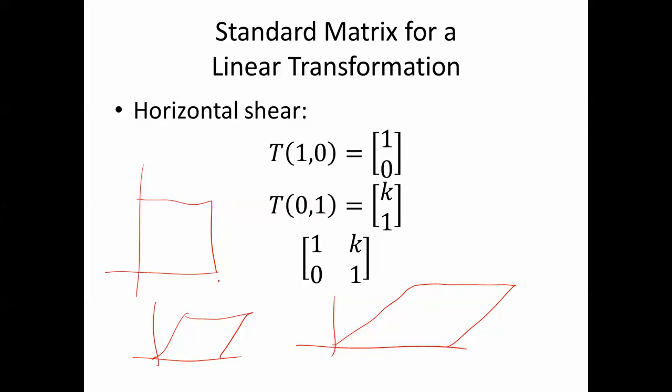So T of 1, 0 ends up being 1, 0. But T of 0, 1, that ends up being k, 1. So what used to be here is now here. So again, it's just a matter of how far this is. If you shift everything over, not by a factor of k, but really shift everything over by k units, then it's a horizontal shear that corresponds to this. Okay, so that would be your horizontal shear standard matrix.